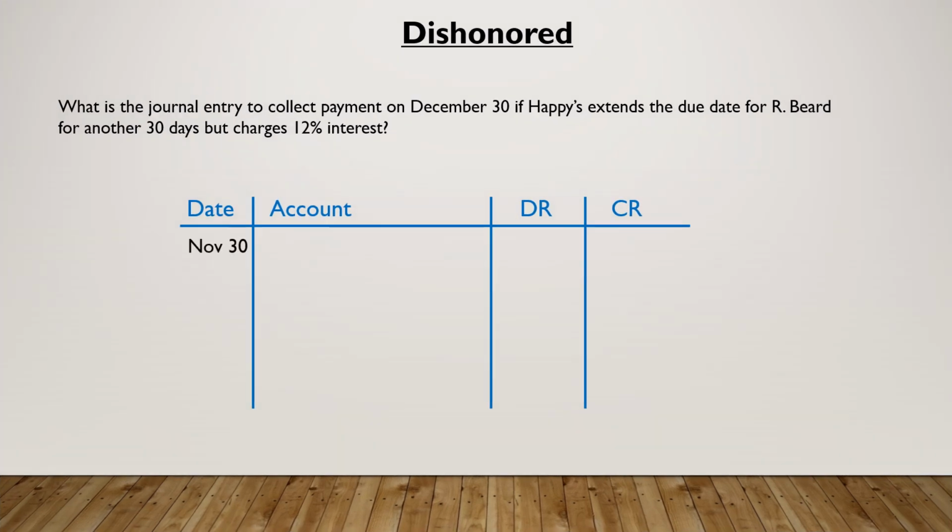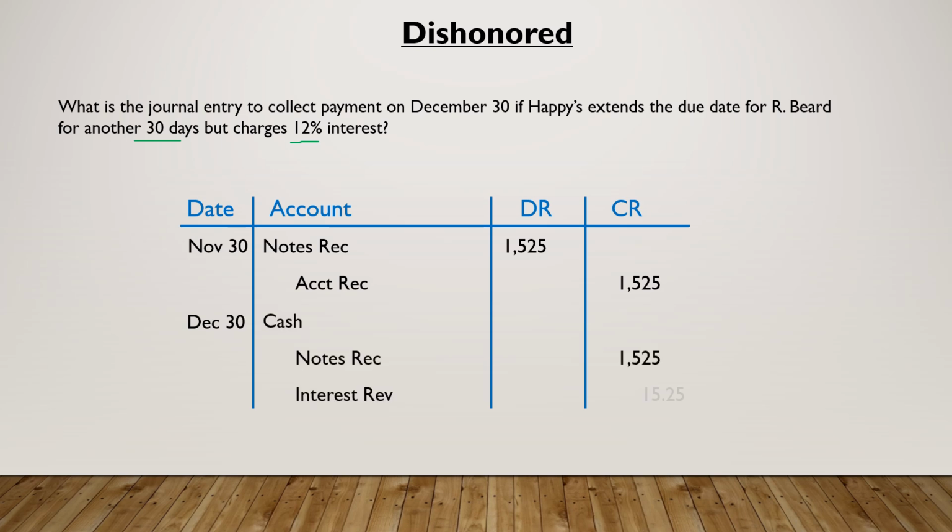What would be the journal entry to collect payment on December 30th if Happy's extends the due date for R. Beard for another 30 days, but charges 12% interest? In this case, we're transferring the amount we put into accounts receivable back into notes receivable. On December 30th, the collection date of this new note, record the cash collection of a note as usual. Note the consequence of R. Beard's dishonoring of his original note is that he ultimately has to pay interest on the original note's interest.